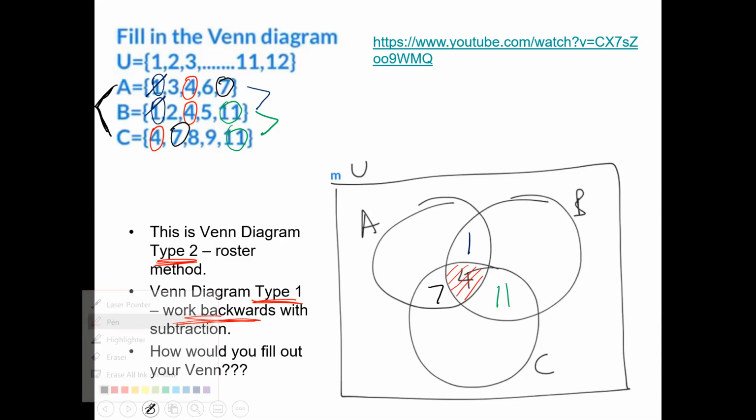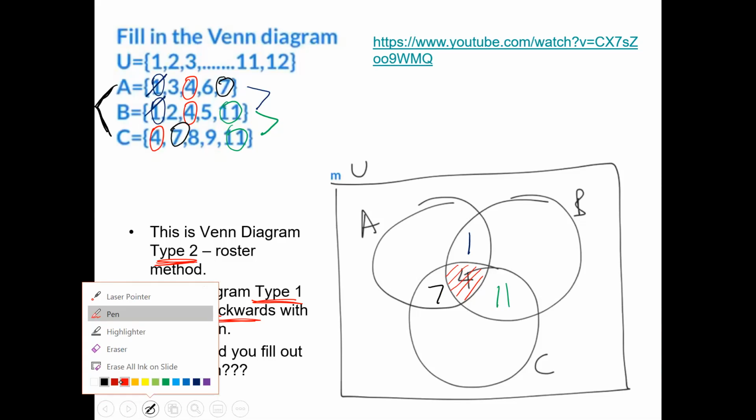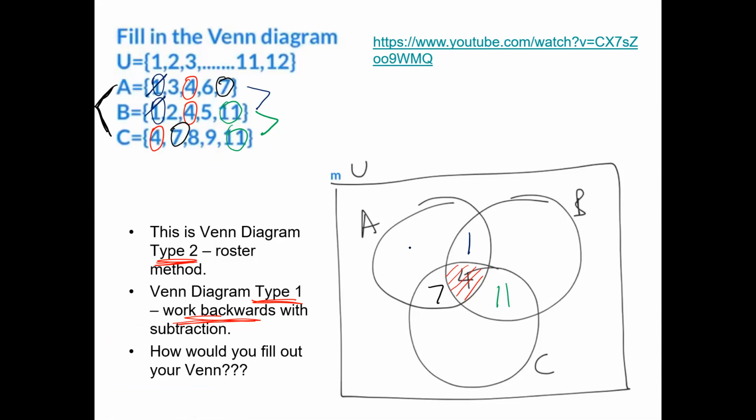So now that I went ahead and did that, I'm going to go back and I need to fill out the rest of them. So what is just in A, but is not in B, not in C? So let's take a look. It'll be 3 and 6. Okay, now let's take a look at B. What do we not use in B? 2 and 5. Now look at C. What do we not use in C? I have 8 and 9.